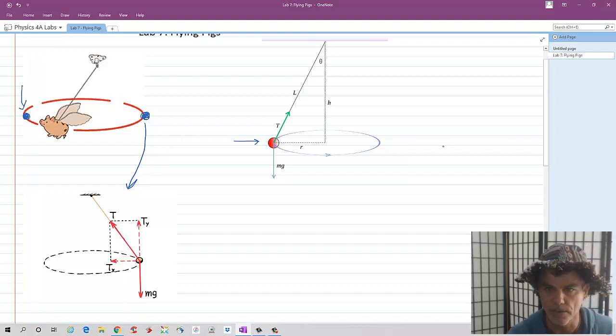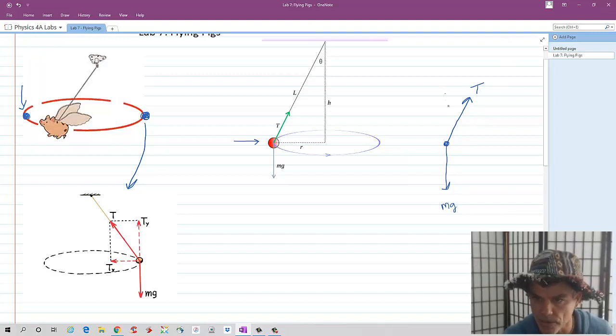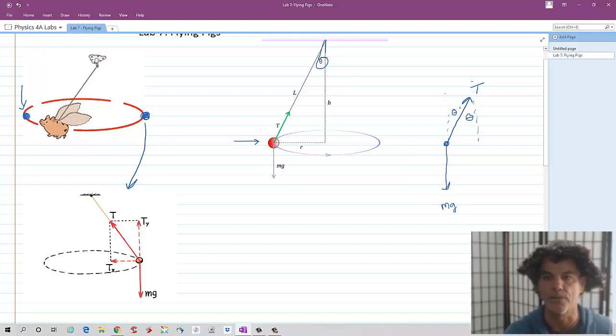Drawing a free body diagram, all we have are two forces acting on the pig. You've got tension in the rope, and you've got the force of gravity, mg. One thing that's useful is the way I have these angles defined. The angle theta is the angle between the string and the vertical. So this angle here is theta, which means this angle here is also theta.